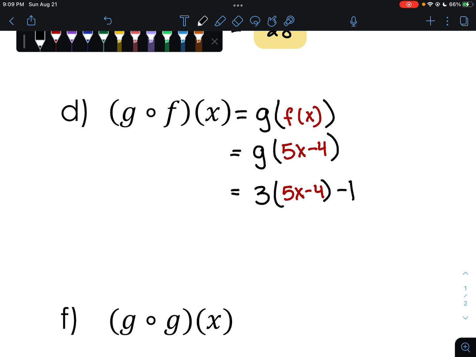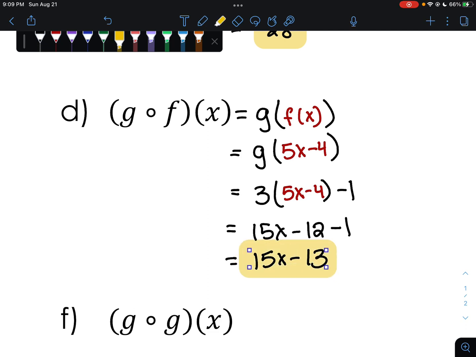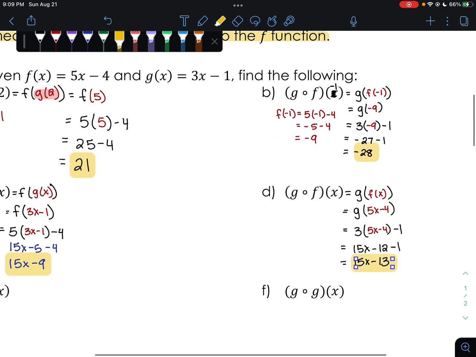We multiply. 3 times 5x is 15x. 3 times negative 4 is negative 12, minus 1. Then we combine our like terms. We get 15x minus 13. And that would be it for that one.